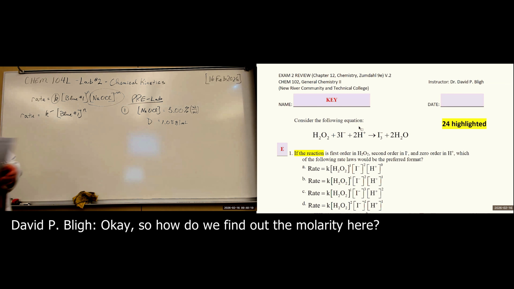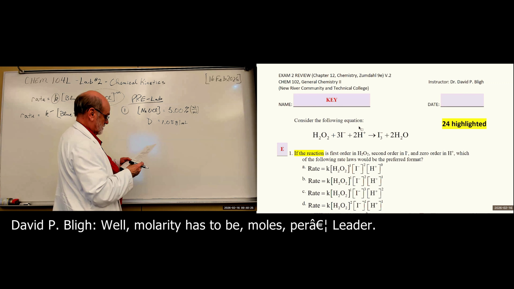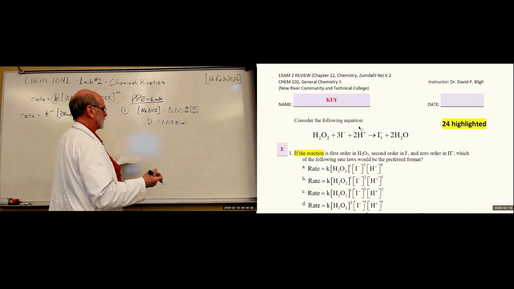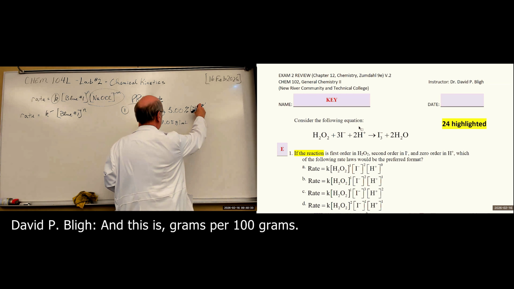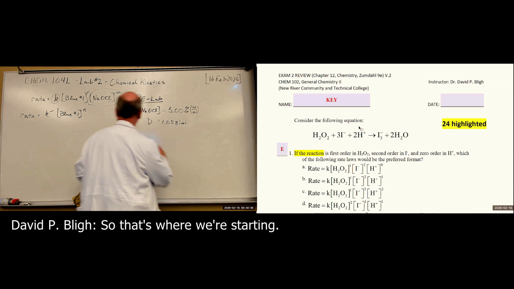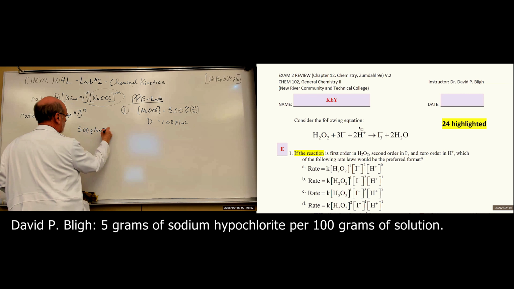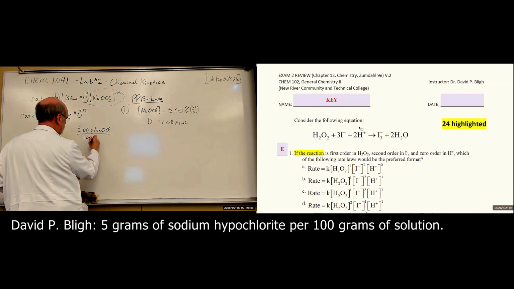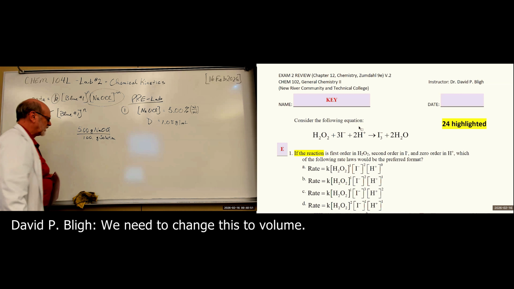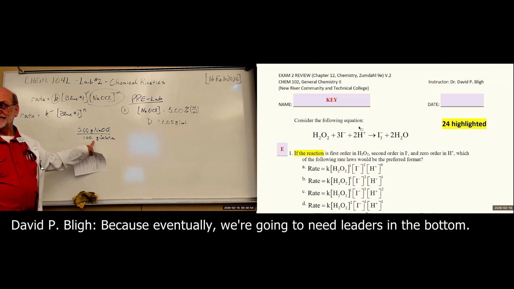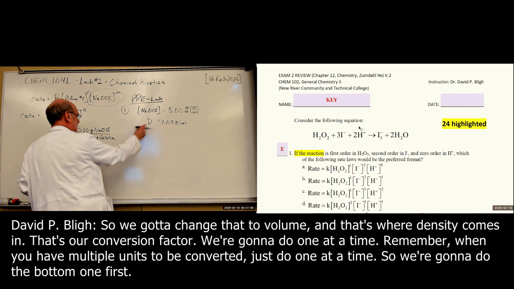Okay, so how do we find out the molarity here? Well, molarity has to be moles per liter. And this is grams per 100 grams. So that's where we're starting. 5 grams of sodium hypochlorite per 100 grams of solution. Okay, we need to change this to volume, right? Because eventually we're going to need liters on the bottom. So we got to change that to volume, and that's where density comes in.